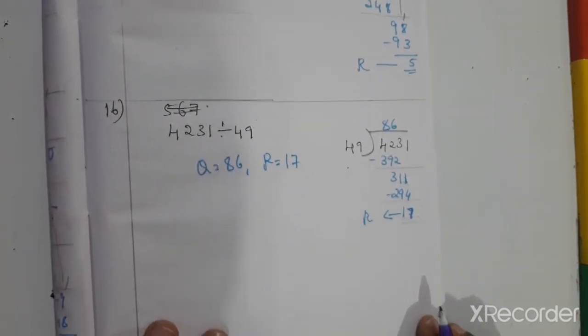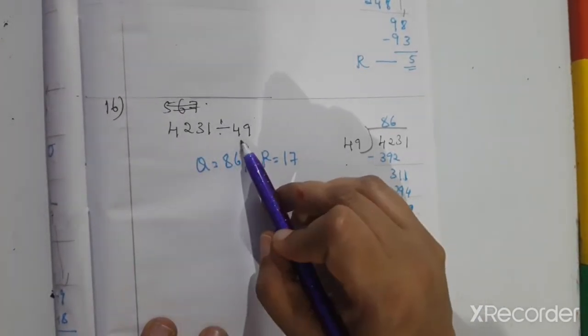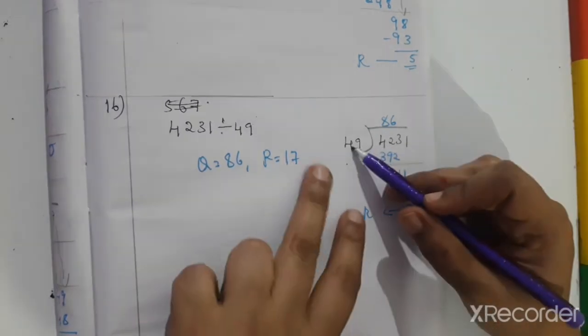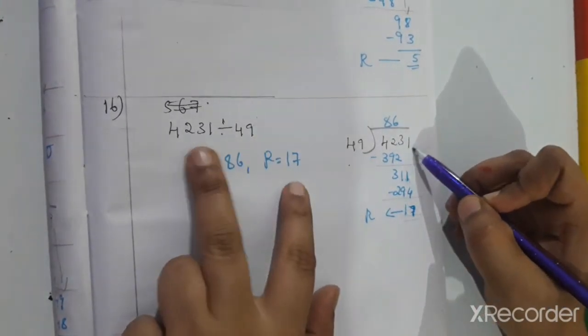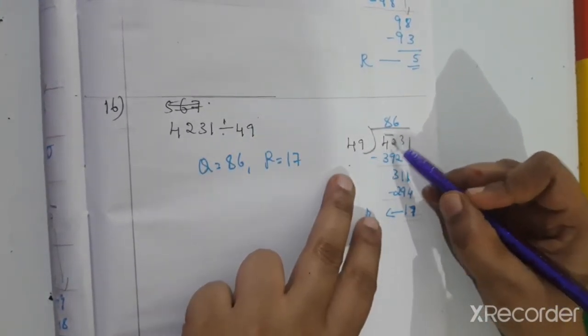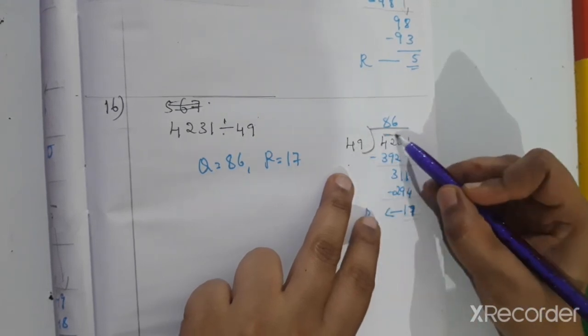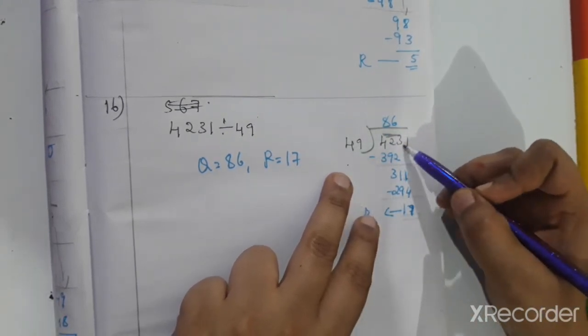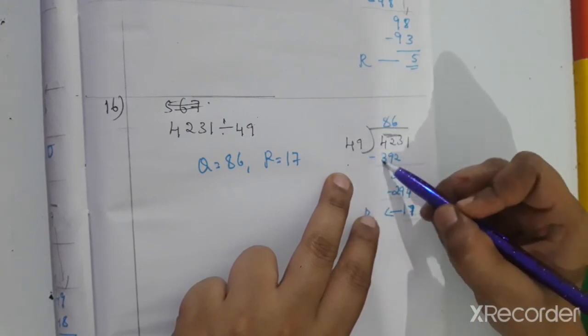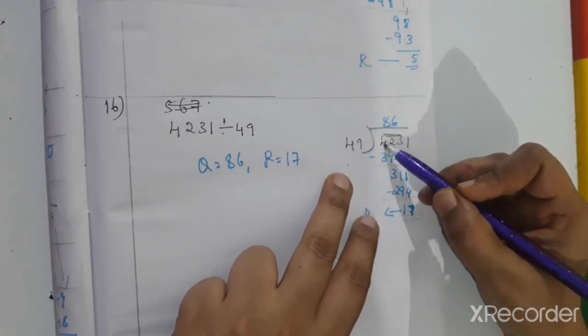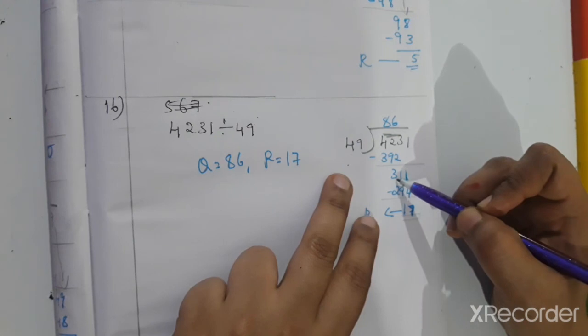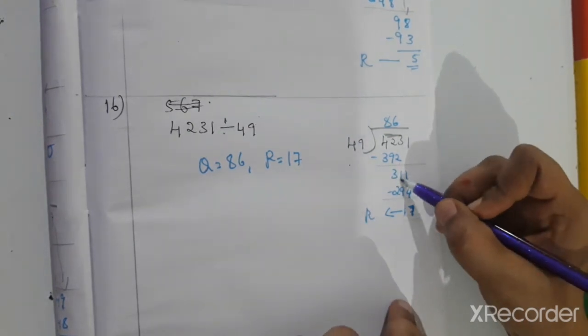Next is 4231 divided by 49. So here 49 is the divisor, 4231 here. 42 we can't consider, 42 is less than 49, so we have to take a 3-digit number, that is 423. 49 eights are 392 and 423 minus 392 is 31, that is the remainder.